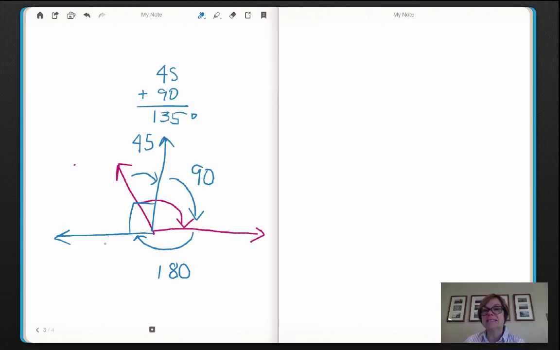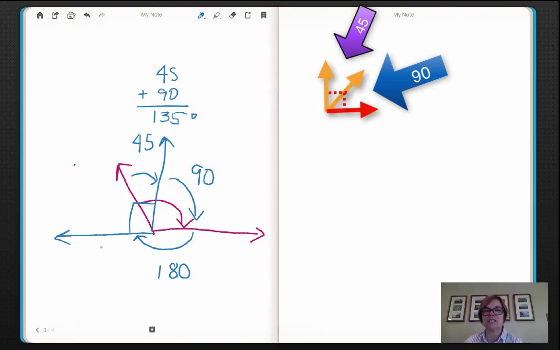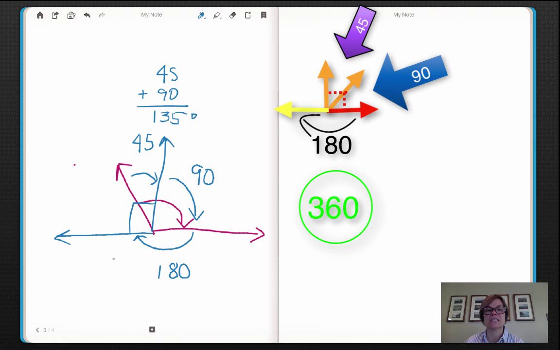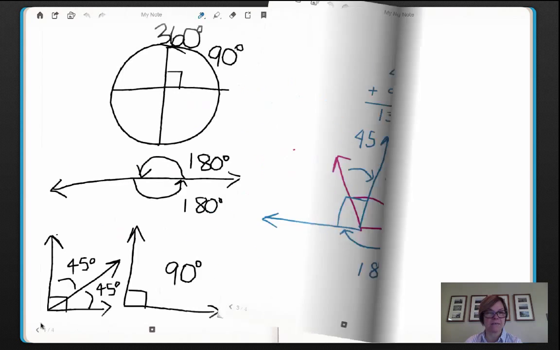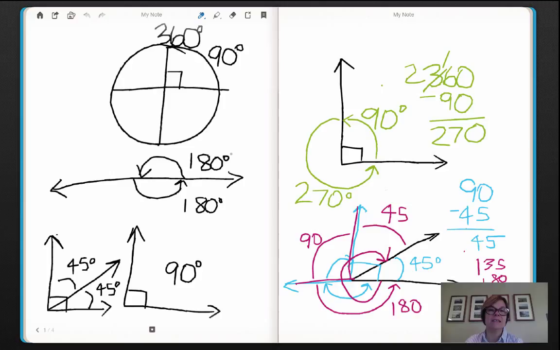So the key to estimating angles is to always remember, what do I know? I know what 45-degree angles look like. I know what 90-degree angles look like. I know what 180-degree angles look like. And I know what 360-degree angles look like. Knowing these angles will make all the difference in your estimating.